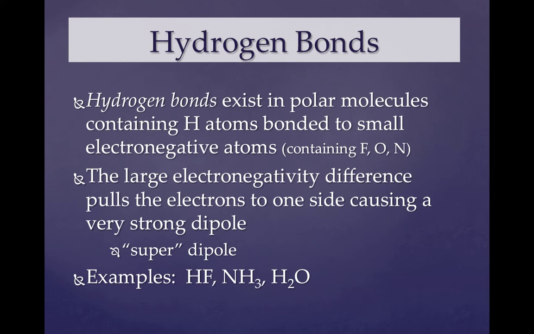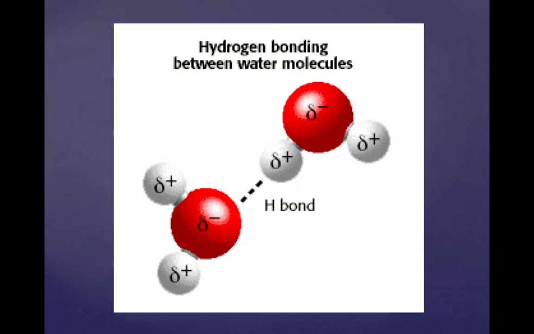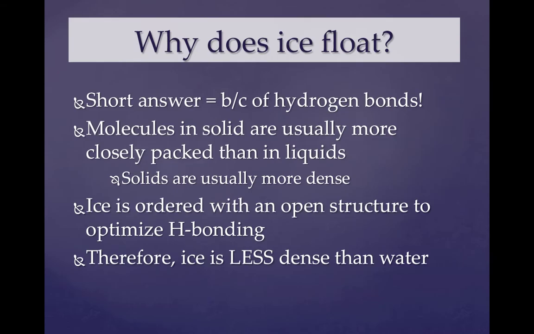There's a very large electronegativity difference between these elements, which really makes the electrons move to a great degree to one side, which causes a super dipole. So examples would be HF, NH3, H2O. Anytime you have a hydrogen with a FON, fluorine, oxygen, or nitrogen. This is showing you hydrogen bond. This is in water. And the hydrogen bonding in water really gives water a lot of the properties that it has.